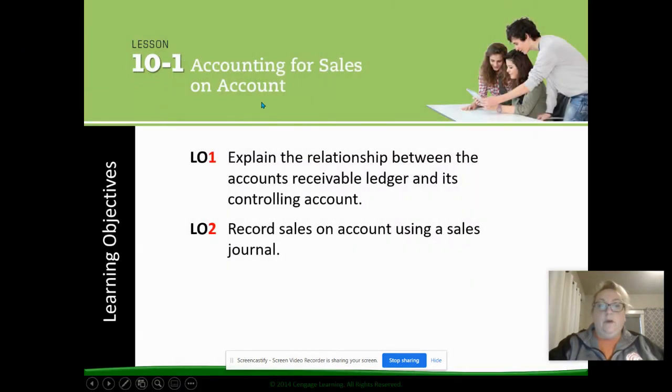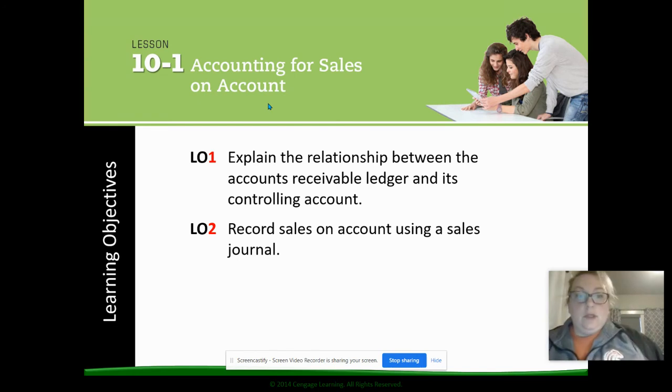Hello. So, we are going to be talking about chapter 10 in our green book. And this is the chapter that we're going to talk about the new journal that is sales and accounts receivable.